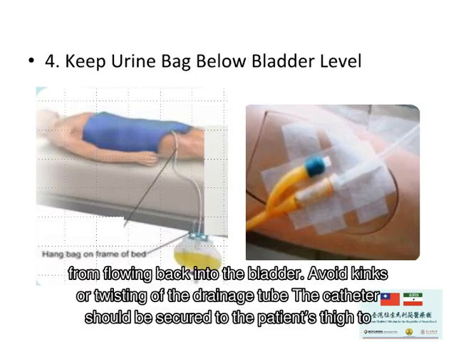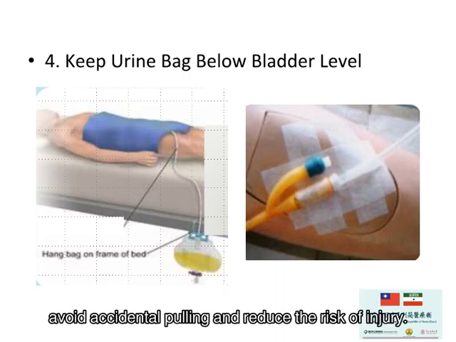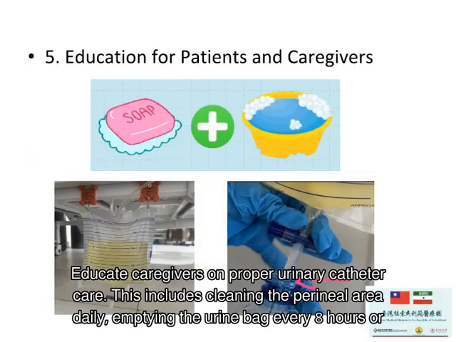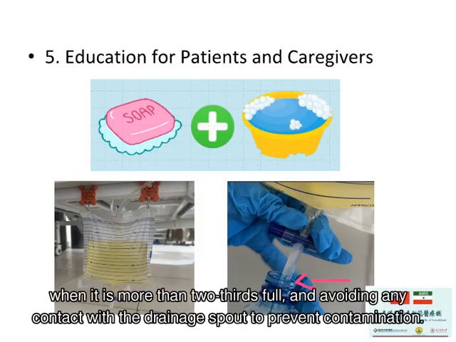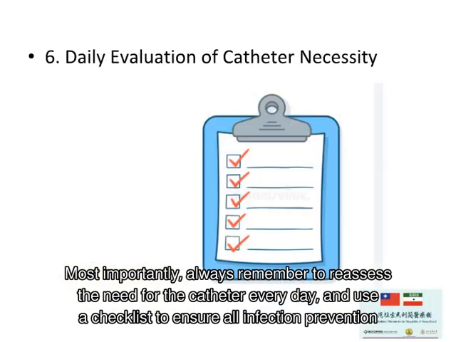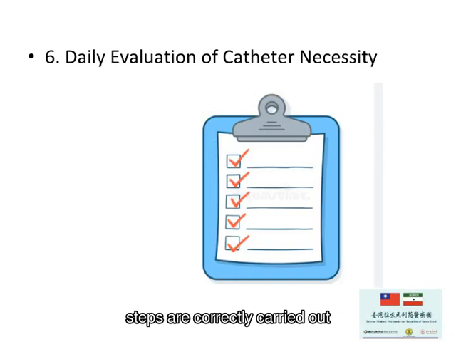Avoid kinks or twisting of the drainage tube. The catheter should be secured to the patient's thigh to avoid accidental pulling and reduce the risk of injury. Educate caregivers on proper urinary catheter care. This includes cleaning the perineal area daily, emptying the urine bag every 8 hours or when it is more than 2/3 full, and avoiding any contact with the drainage spout to prevent contamination. Most importantly, always remember to reassess the need for the catheter every day, and use a checklist to ensure all infection prevention steps are correctly carried out.